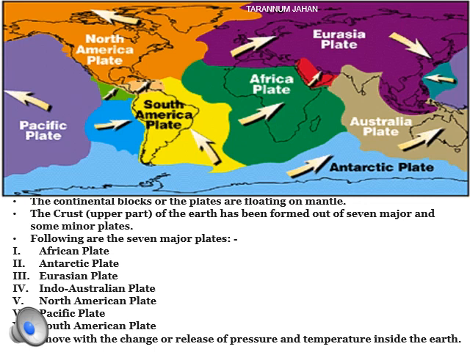The crust, that is the upper part of the earth, has been formed out of 7 major and some minor plates. Like we have the African plate, Antarctic plate, Eurasian plate, Indo-Australian plate, North American plate, Pacific plate and South American plate. And they move with the changes or the release of pressure and temperature inside the earth. With the movement of these plates, many places are formed.